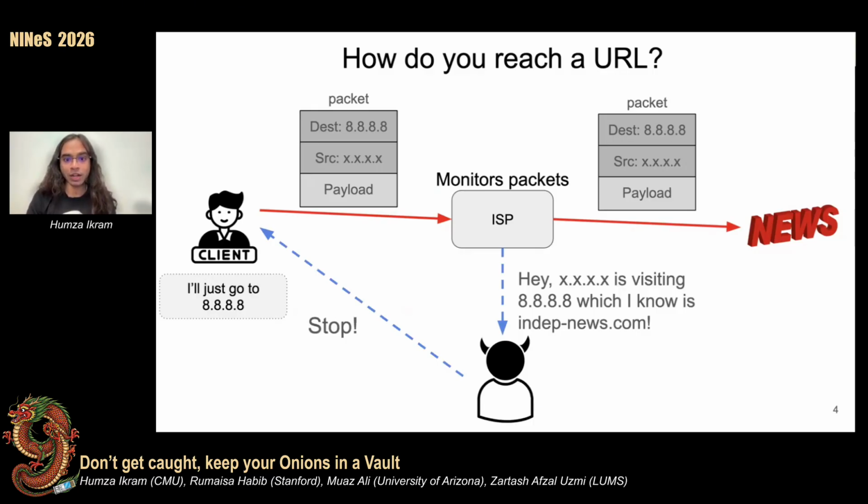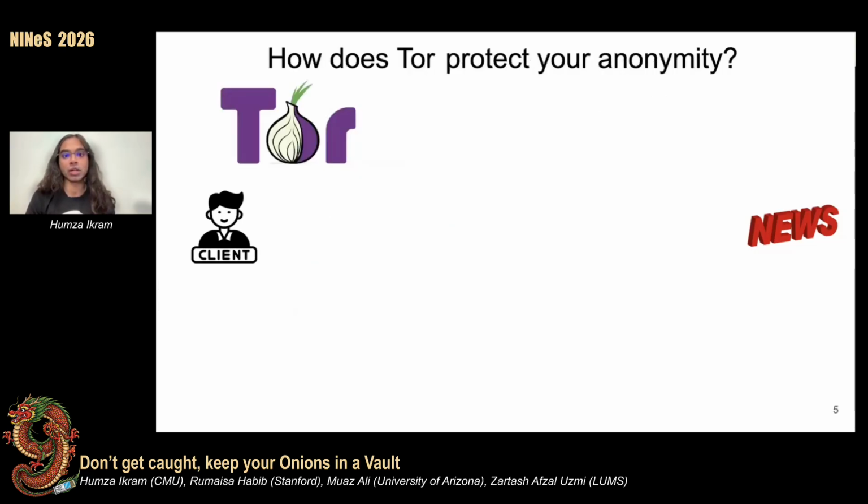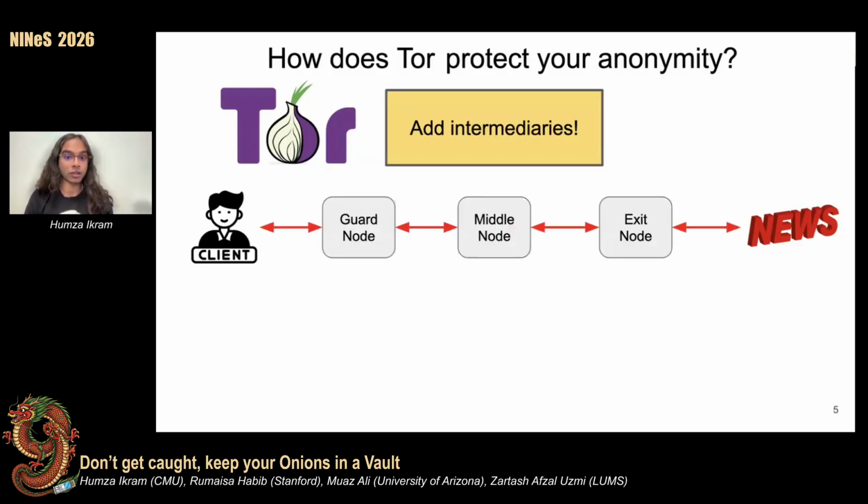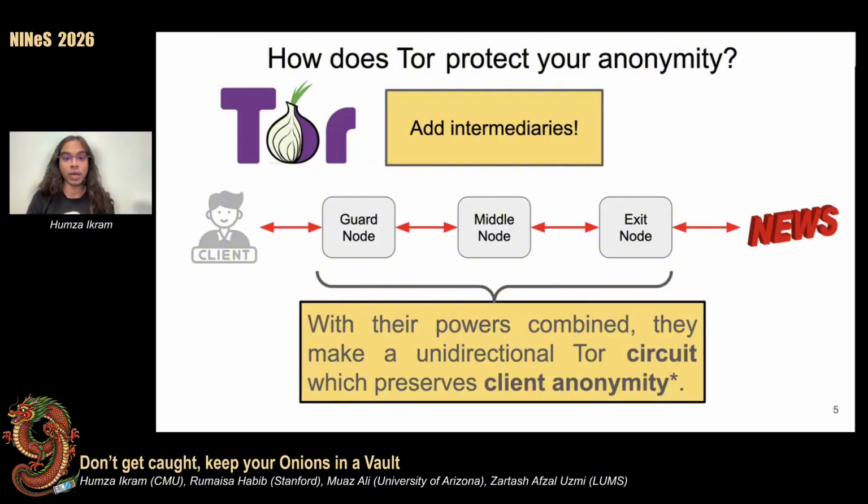That's where the Tor network comes in. It's designed to protect your anonymity, and it does it using intermediaries. In particular, it adds three nodes: a guard node, a middle node, and an exit node. The guard node knows who's sending the packet, but not where it's going. The middle node knows nothing, and the exit node knows where the packet is going, but not who sent it. And the idea is that with these three, you make a unidirectional Tor circuit, which preserves the client anonymity. That's why it's unidirectional. It only preserves the client anonymity.